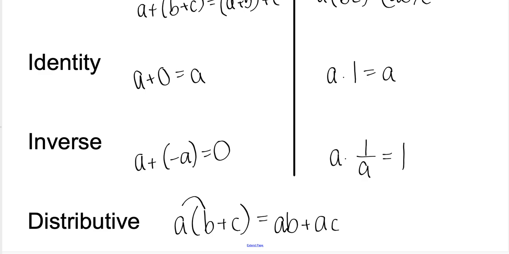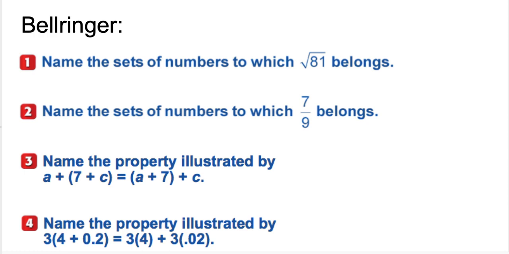When I write it, I like to do this to show you that I'm multiplying that variable through that quantity. All right, so these are our number sets and these are our properties of numbers. Going back to the bell ringer, pause the video here, see if you can answer these 4 questions, give yourself a minute or 2, talk about it at your table, and then come back to see the solutions here.